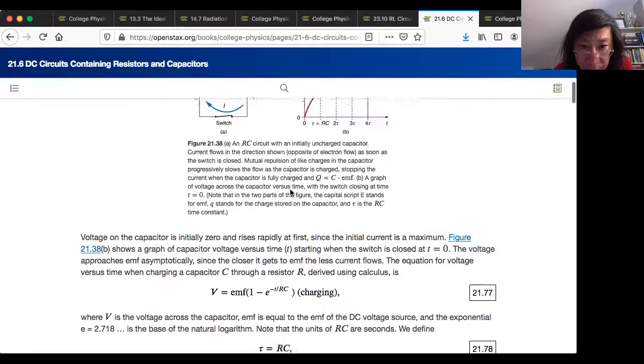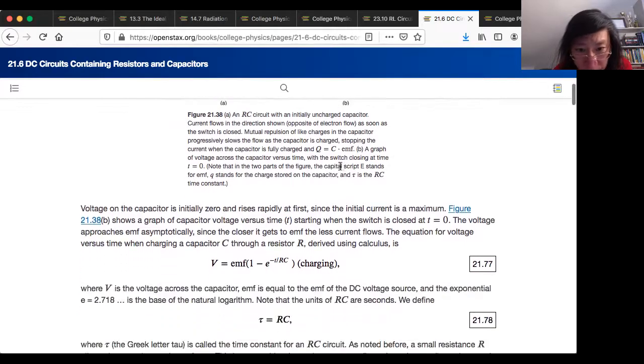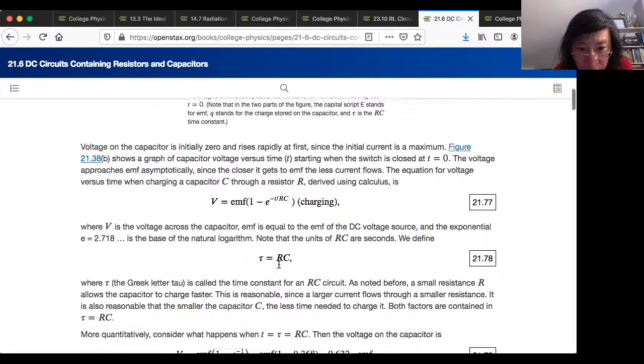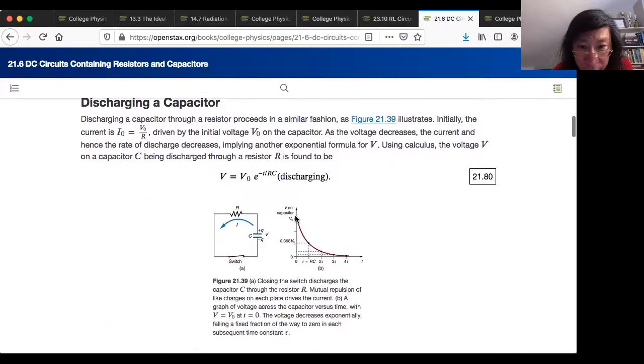So this is a negative exponent. It's an exponential function, but it reaches the asymptote of 1 as e to the minus t over RC goes to 0. And then by the same thing, by discharging, it goes in the opposite direction. It drops by a factor of 0.632, or the inverse: 1 minus 0.632 is 0.368.